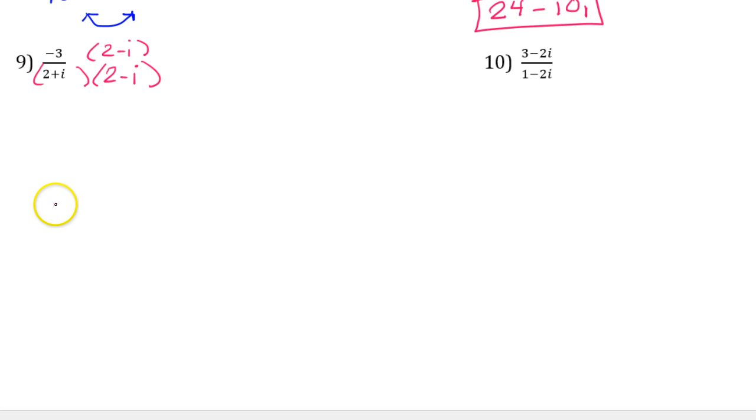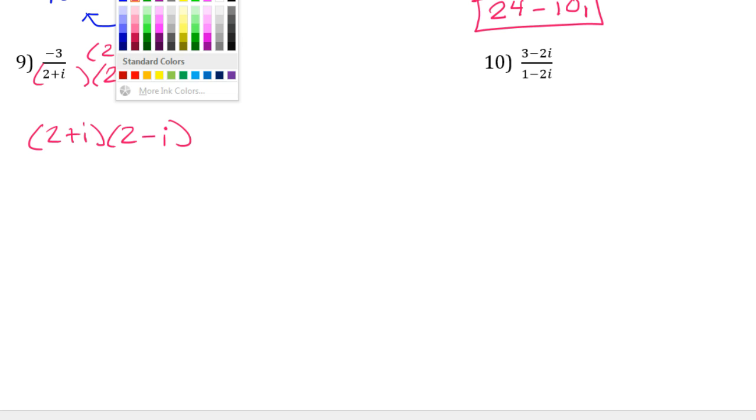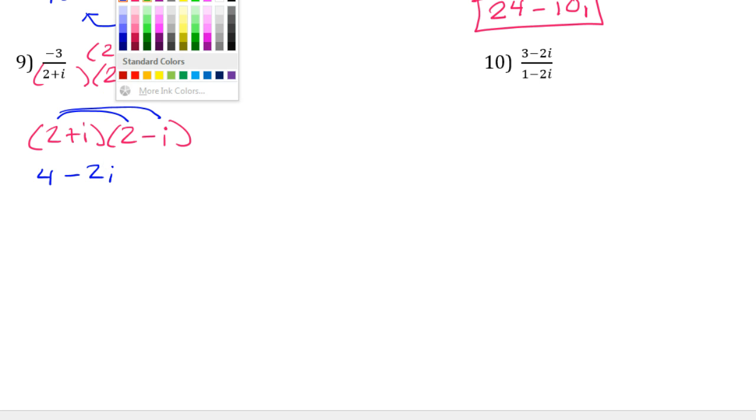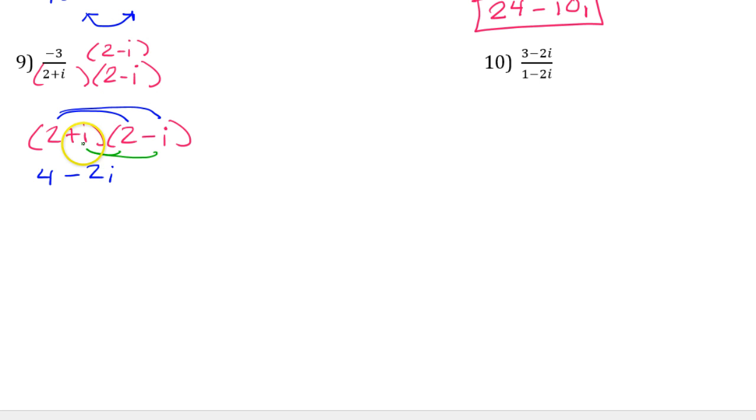I think I'll do this sort of off to the side a little bit. If I do 2 plus i times 2 minus i, I'm going to double distribute this. So if I distribute the 2, 2 times 2 is 4, 2 times negative i is negative 2i. Now if I distribute the i, i times 2 is positive 2i. Positive i times negative i is negative i squared. Now these middle two terms cancel out.